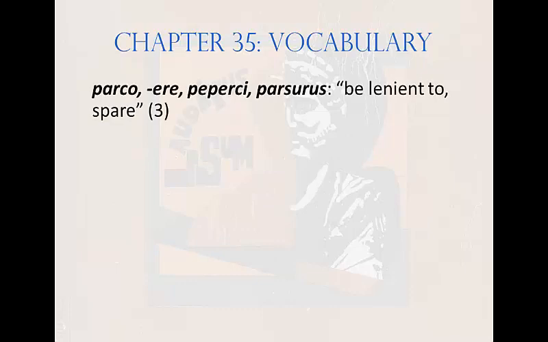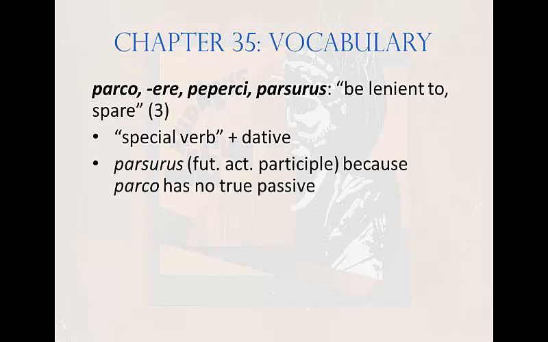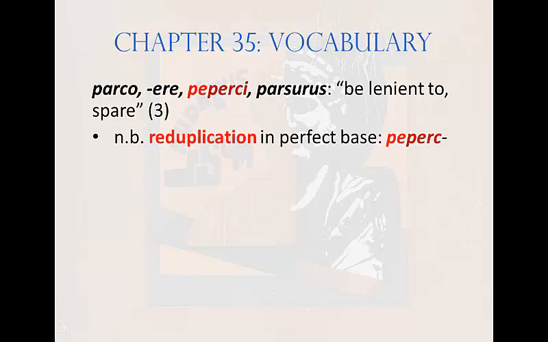Next is parco parcere peperci parsurus, meaning be lenient to or spare, a third conjugation verb, yet another special verb that takes the dative. The last principal part, parsurus, is the future active participle. It's cited in place of the perfect passive participle because, as we just noted, none of these special verbs have true passives. Think about it. You can't be leniented to. Note the reduplication in the third principal part, peperci. By now, reduplication in the perfect active should come as no surprise to you.